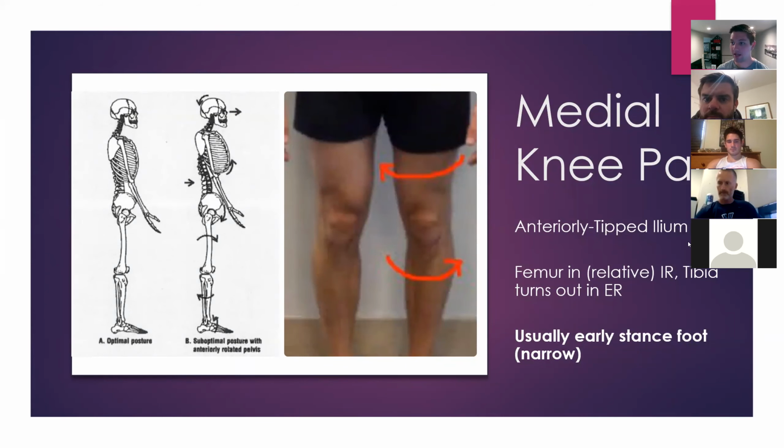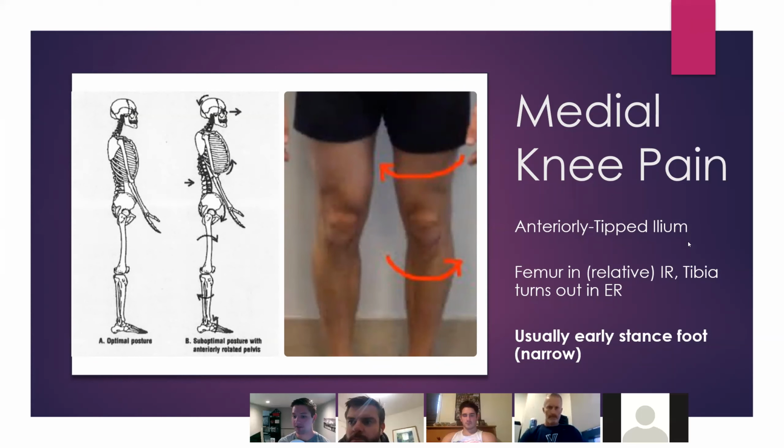Medial knee pain, inner knee pain. So what you often see here is usually you see this in narrows, and you're going to see an anteriorly tipped ilium a lot of the times, but the big key here is the femur is going to be in relative IR and the tibia is going to turn out into ER. So that's what's going to stress the inner knee here because you have torque going on within your knee.